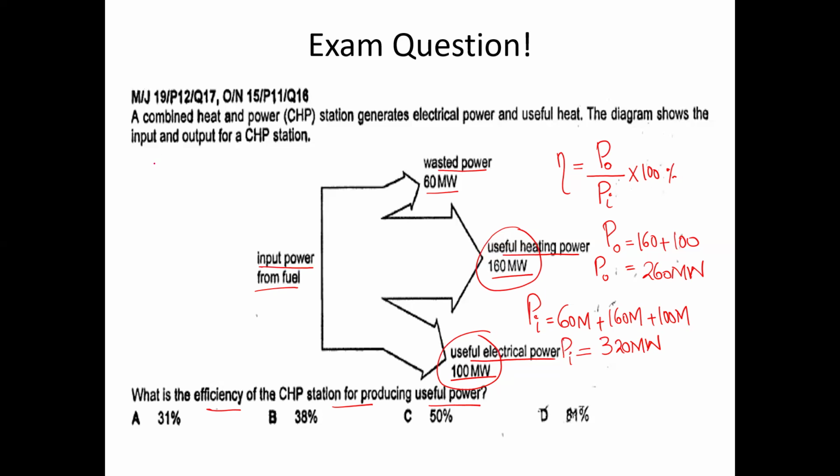Now we have to find out the efficiency. Efficiency will be equal to, what is the output power? 260 mega. What is the input power? 320 mega. And this mega and mega cancel, multiplied by 100%. This 0 and 0 also cancel. Can anyone solve it for me? What final answer are we going to get for the efficiency? 81%. So this will be equal to 81%. So the correct answer in this regard will be D. Is this fine? That is how to solve the efficiency question, people.